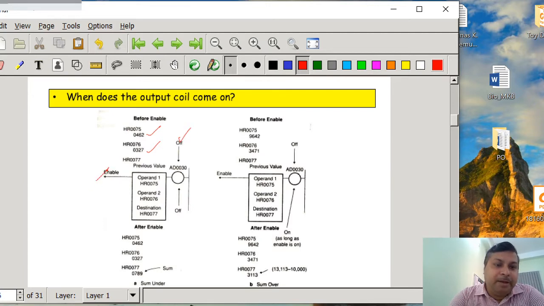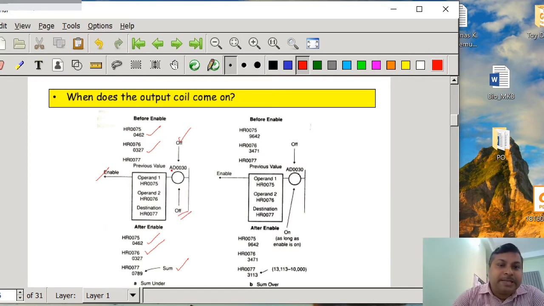Now when it is enabled, what will happen? HR75 is still holding the number 462, HR76 is still holding the number 327, but the content of HR77, holding register 77, is going to change with the result of this addition, that is 789, which is indicating the sum. But after doing this operation, AD0030 is still in an off position. It is not going to change its status.